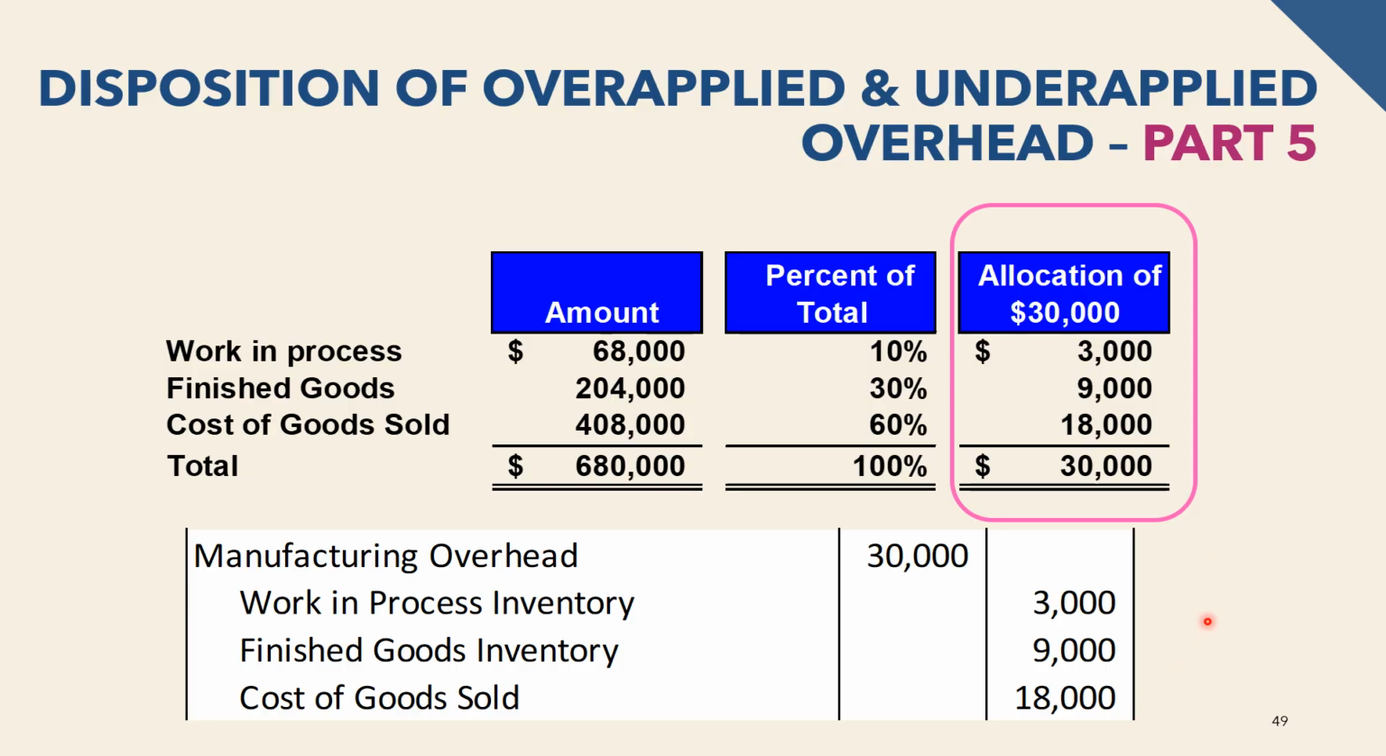Here is the journal entry. You debit manufacturing overhead by $30,000. You credit work in process inventory by $3,000, finished goods inventory by $9,000, and cost of goods sold by $18,000. In this way, you will close out the over-applied overhead.